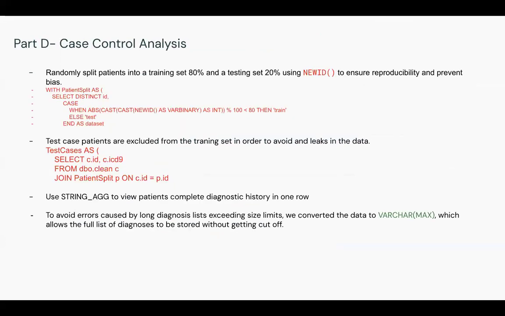For part D, which is the case control analysis, the first part asked me to randomly split patients into a training set, 80%, and a testing set, using a new ID to ensure reproducibility and prevent bias. So right here, I used patient splits, distinct ID, and I was able to cast it. And I did 100% less than 80, then train.